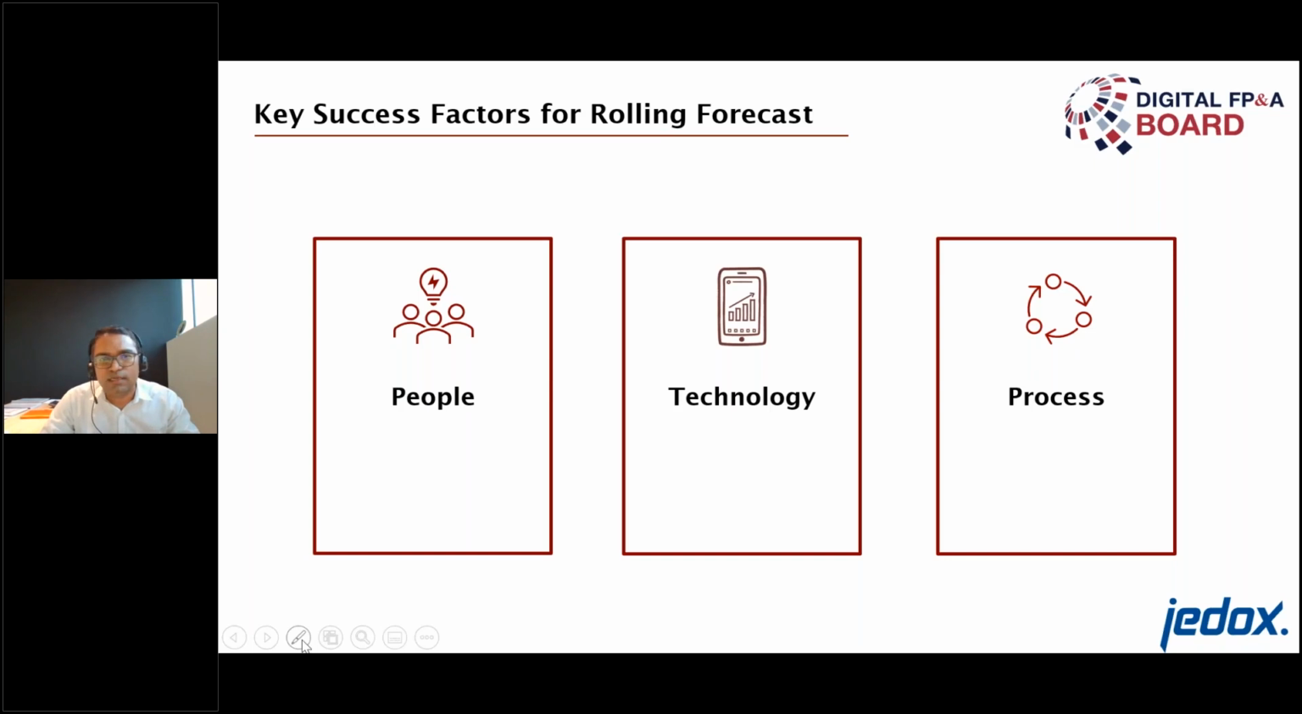Looking back at our journey, I would like to categorize the key success factors into 3 key pillars. They are the people that are involved in this process, which is number 1. Second is a technology that provides a platform to collaborate and automate the entire process. And last and most important is a process that puts everything together, the people and the technology, and then finally generates the rolling forecasting model. Let's talk about people in the next slide.